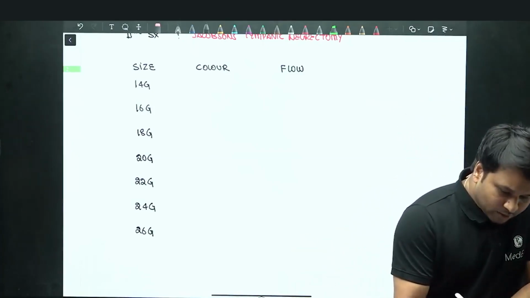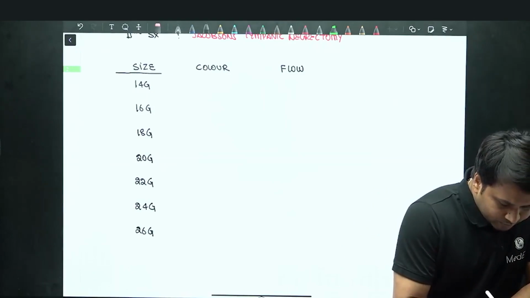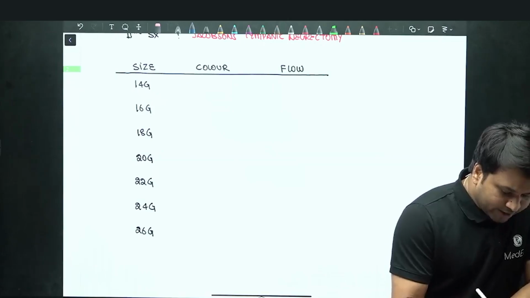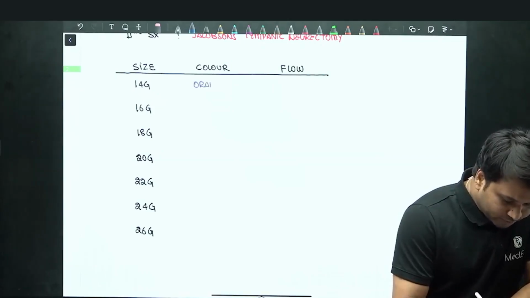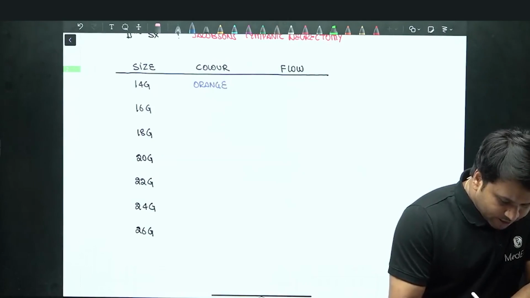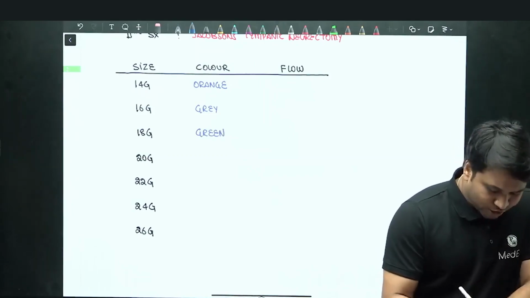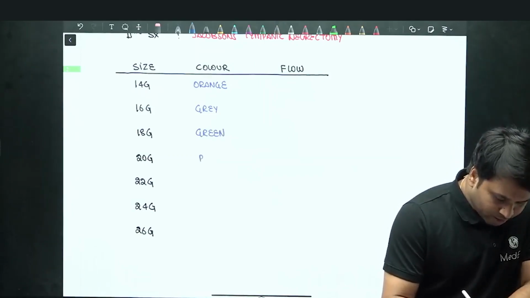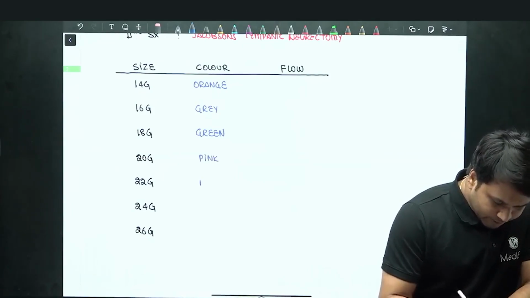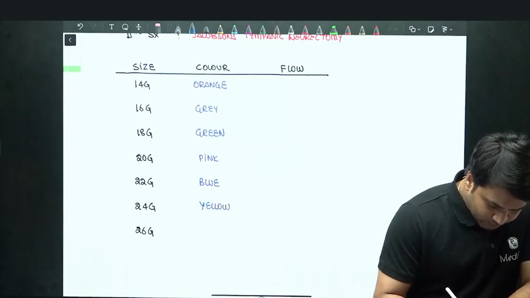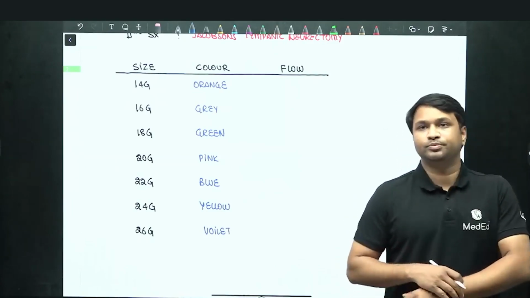Now when it comes down to the color codes, 14 gauge happens to be orange colored, 16 is going to be gray, 18 is going to be green, 20 gauge is going to be your pink, 22 is blue, 24 is yellow, and 26 is violet, or it can also be called purple, right?